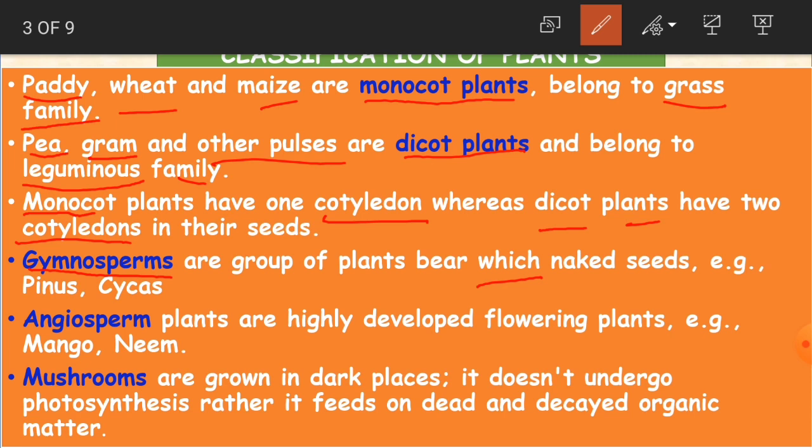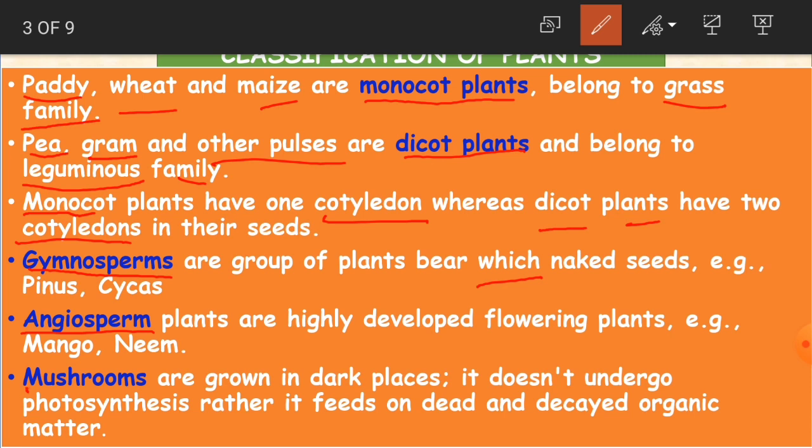And now angiosperm plants. Angiosperm plants are highly developed flowering plants. Example, mango and neem. So angiosperm plants are highly developed, in the sense which have strong stems, like we call them as trunk, and so many leaves and branches. So this type of plants are known as angiosperm plants. For example, like our mango tree and neem tree and all.